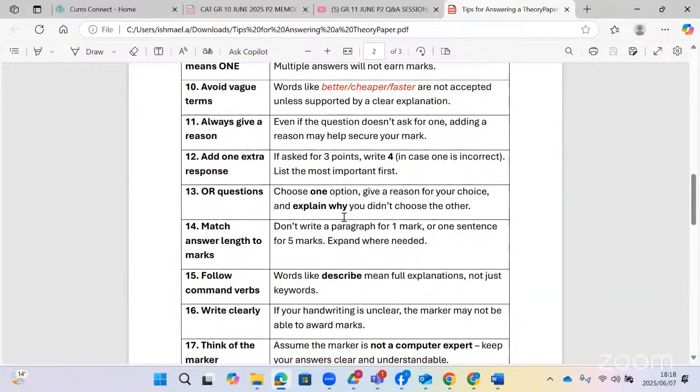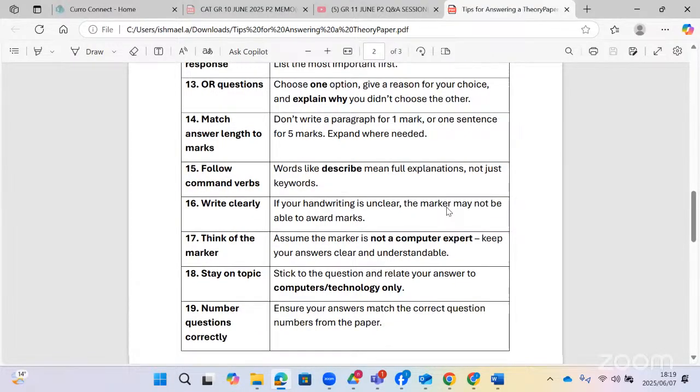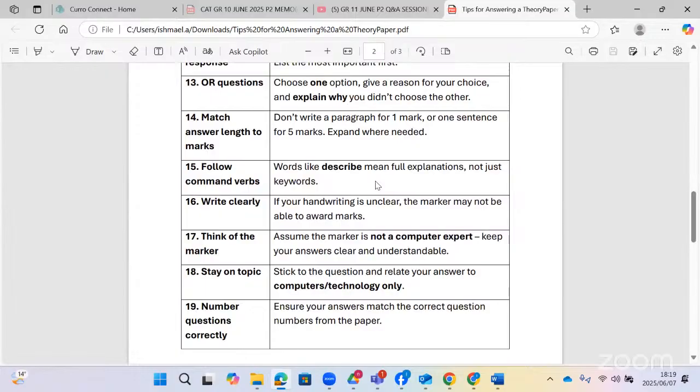For "choose one option" questions, choose one option. Do not write a paragraph for 1 mark. Take note. Don't write a paragraph for 1 mark. Expand where necessary. Words like describe mean a full explanation, not just keywords. If this is about handwriting, please write neatly, because if we don't see it, we will struggle to mark it.